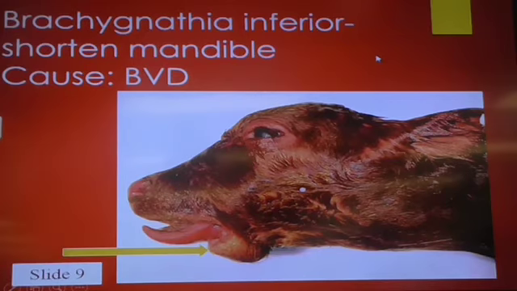But this is important. So Brachygnathia inferior, when you have a shortened mandible, okay, so this one is pretty extreme. You could definitely see that. We do see these in red Angus, and we'll talk about this a little bit. And in some cases, it's actually caused by bovine viral diarrhea. So BVD, so you did virology last semester. So how do we get BVD? How are bovines infected?